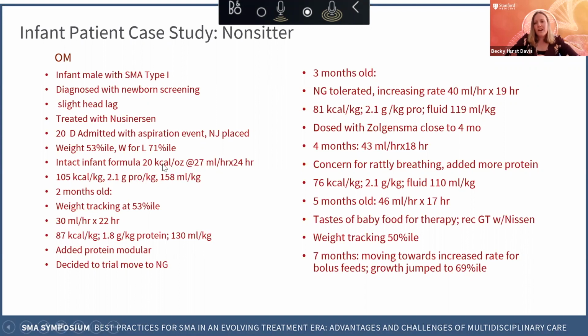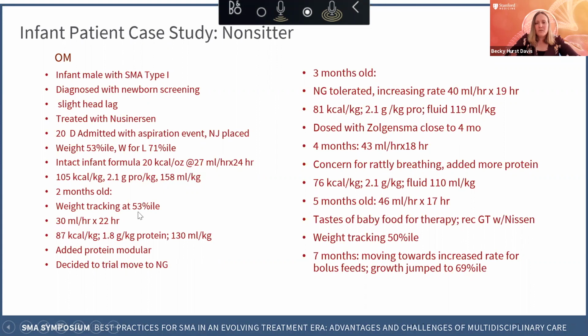Historically, for a kiddo who was a non-sitter, we wouldn't be able to do a standard formula continuous and get all of their needs in. We wouldn't be able to get the volume. There was a volume tolerance issue. So right away you can see in this kiddo there was no volume tolerance issue. We did not have to fortify the formula.